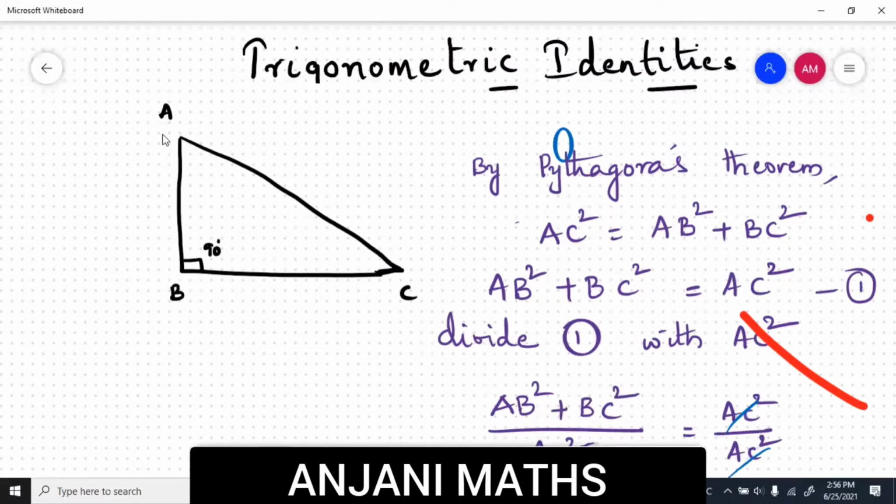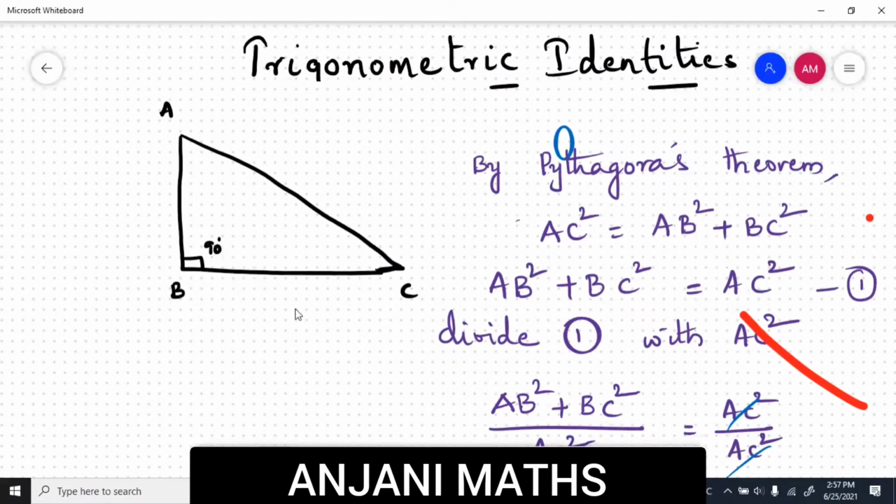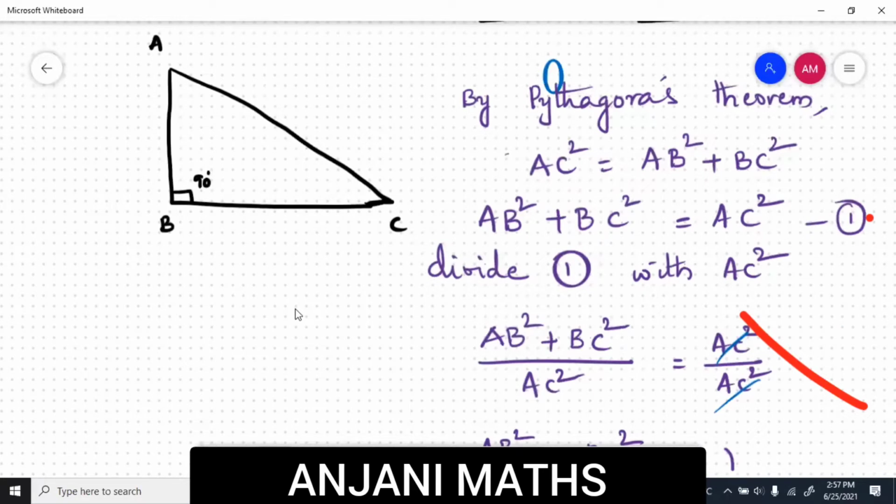What is AB by AC? Tell me. AB by AC is nothing but sine C. And what is the other one? BC by AC. What is BC by AC from the figure? BC by AC is equal to cos C.